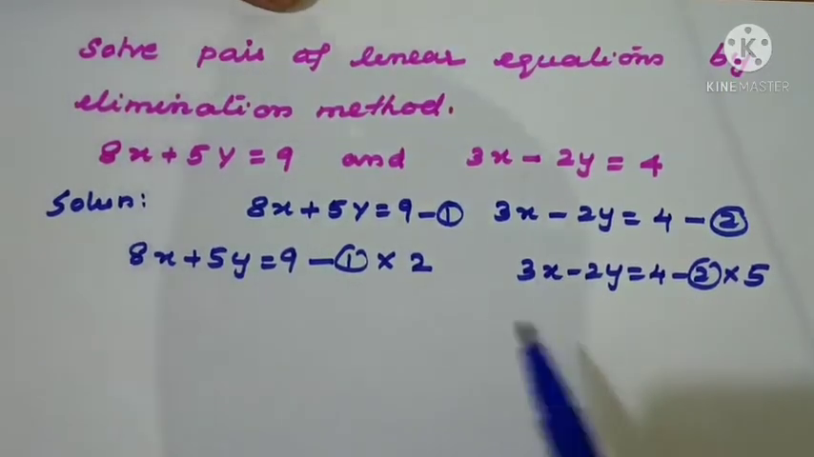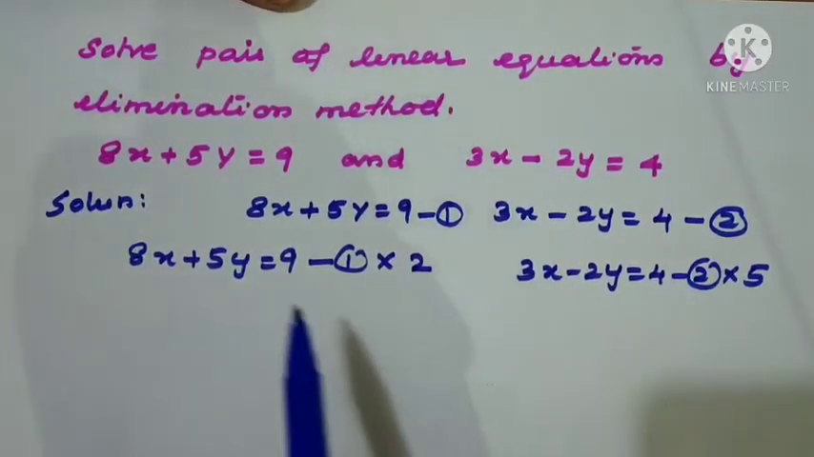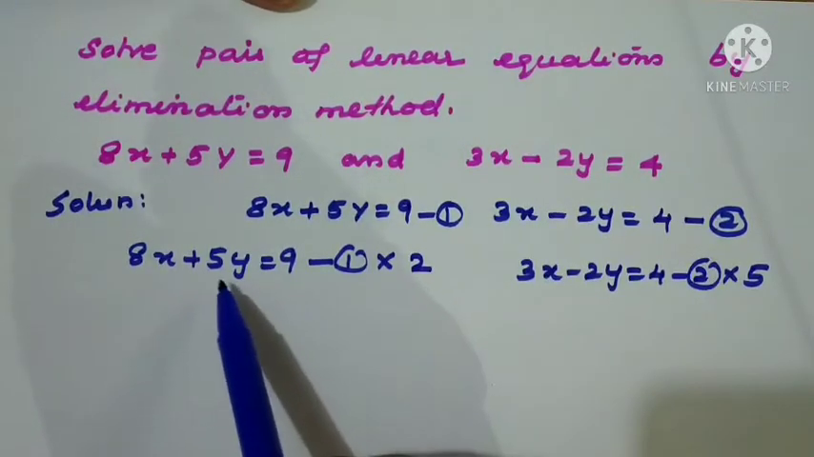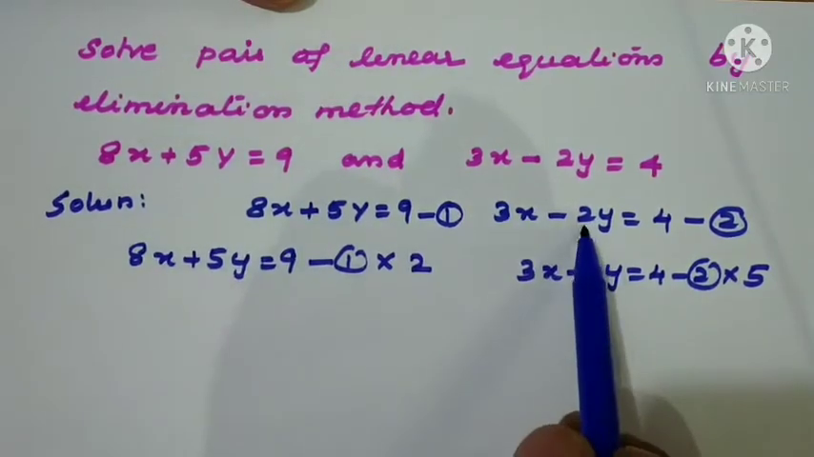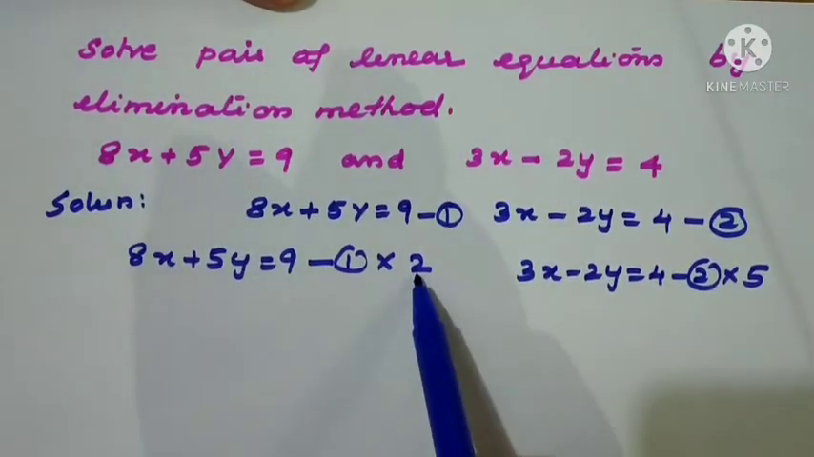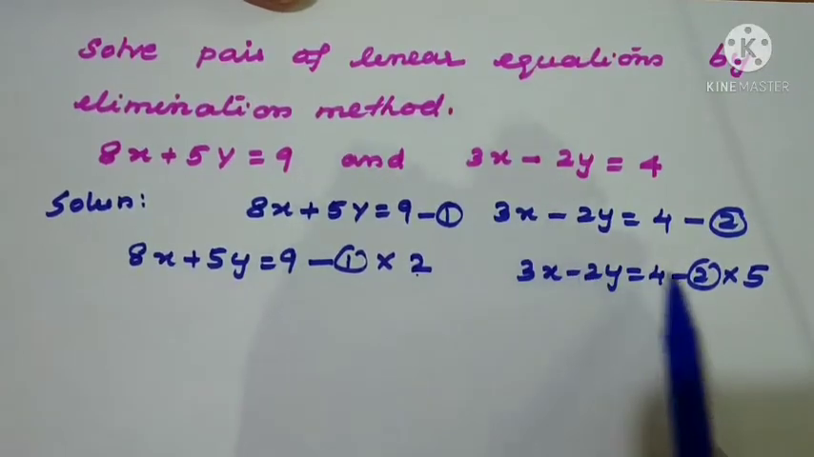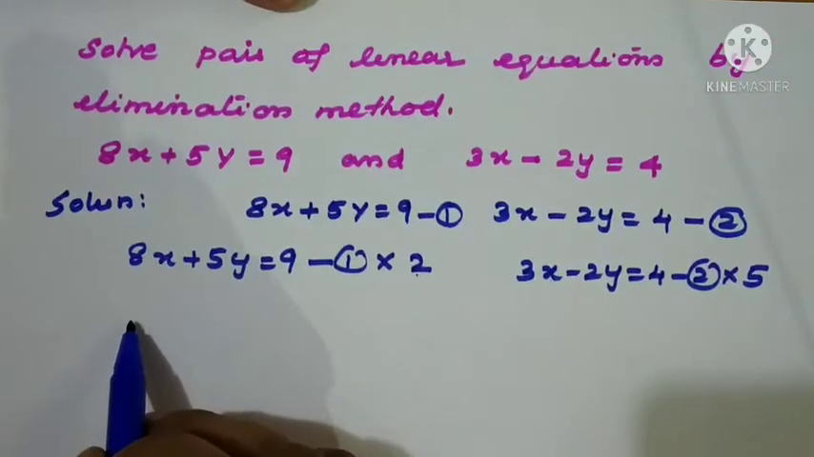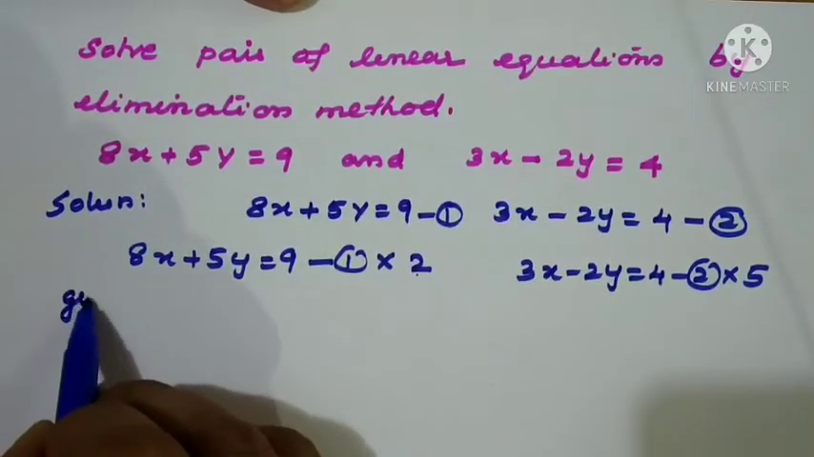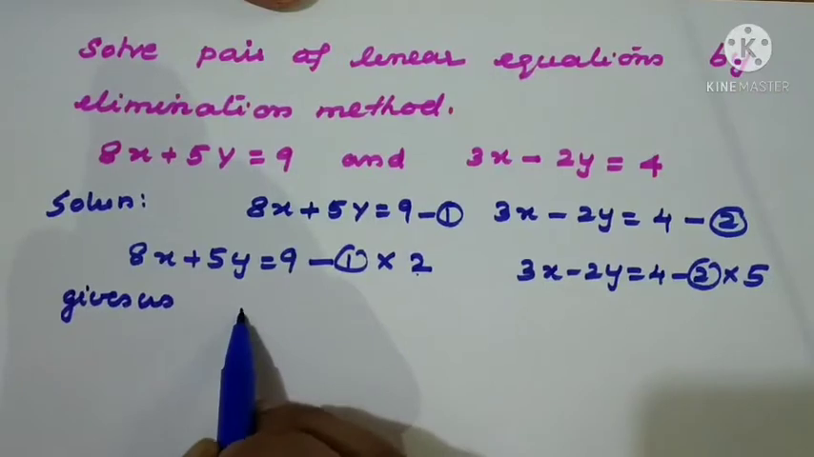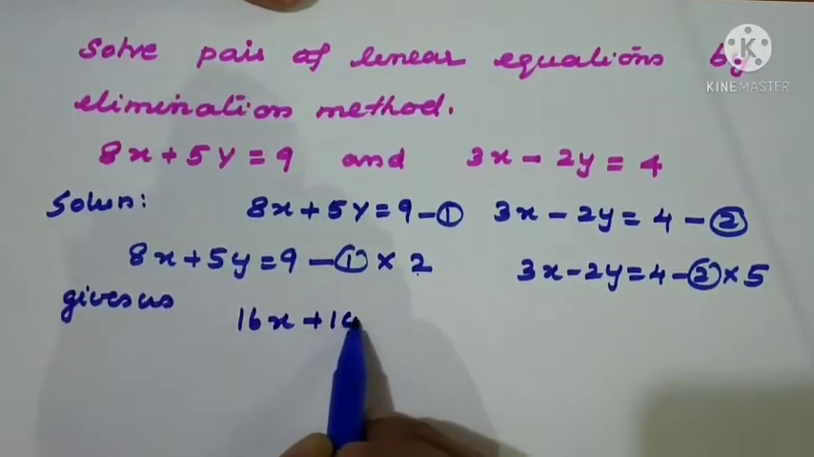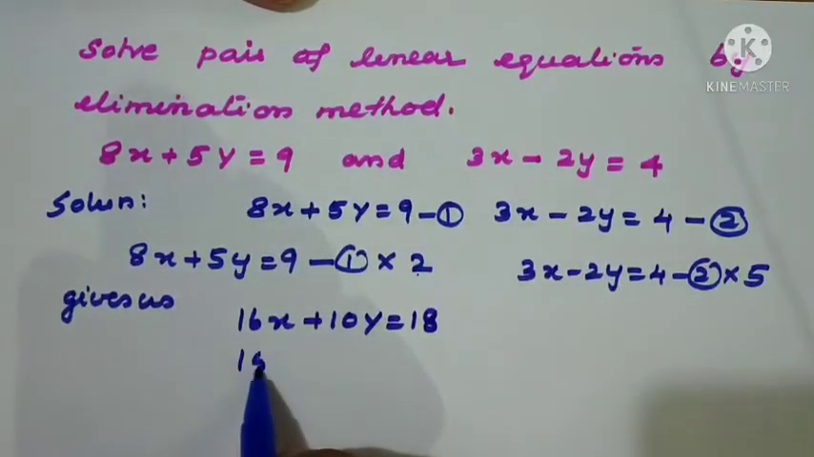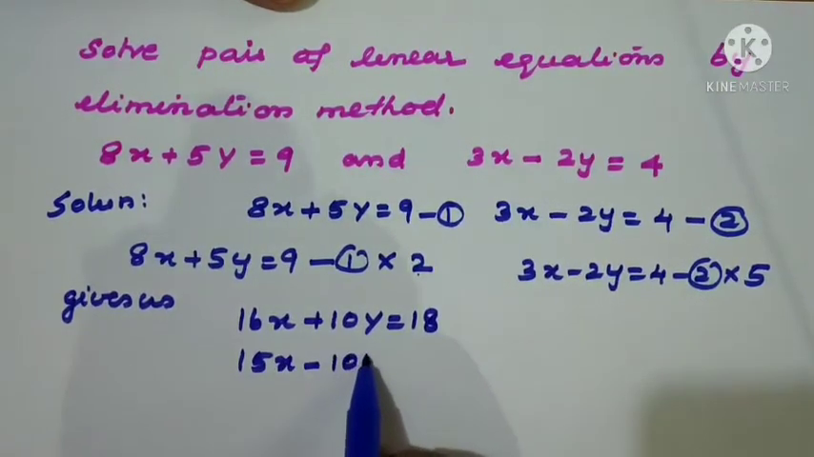So maybe signs may be different, either plus or minus we will get, that is a different thing, don't worry about that. We are just making the coefficient equal only. So here 5 and 2 are there, so 5 I am multiplying with 2, I will get 10, again 2 we are multiplying with 5, so we will get 10. So let us see now, which gives us 16x plus 10y equal to 18. Now see, 15x minus 10y equal to 20.